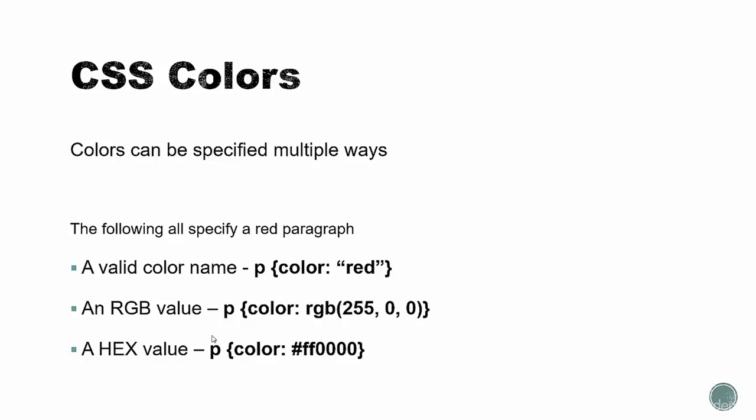All right, and then we have a third option to use hexadecimal values. In this case, this is the hex for red. All right, now I don't use RGB too much. I will use the color name and hexadecimal values often, but I don't use the RGB too much.